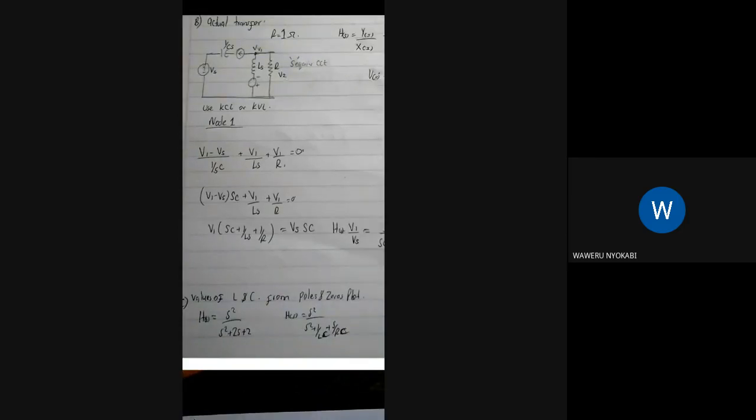V2 is V1 because it's the node voltage and we only have one node. Oh, okay. Thank you, Gennaro. I was already sweating. Anyway, where are we?